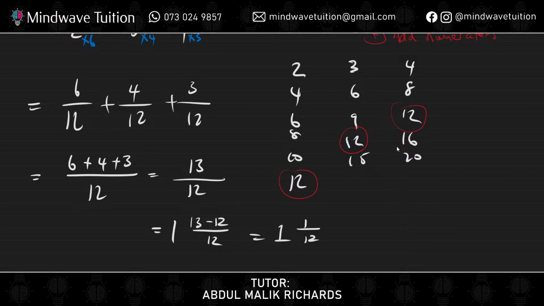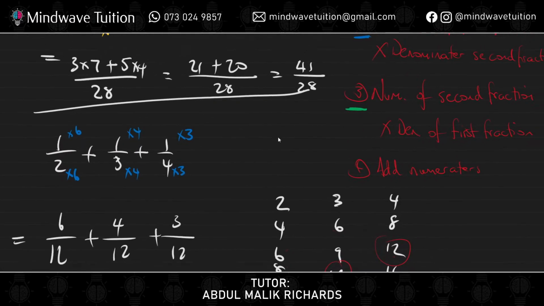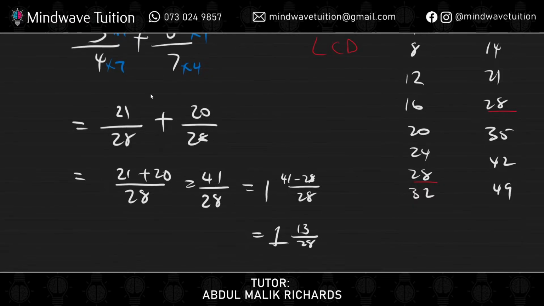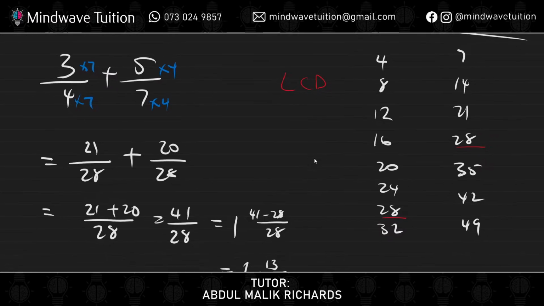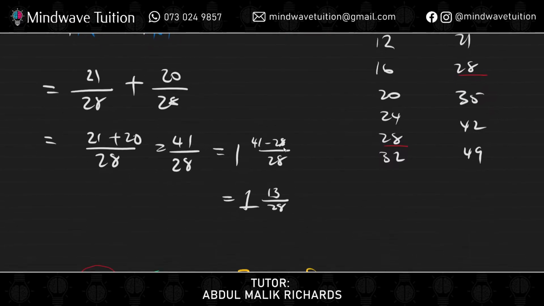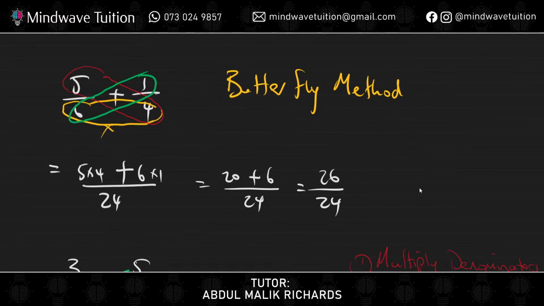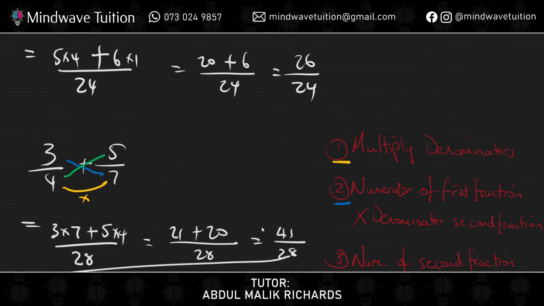So what about subtracting fractions? Well, it's exactly the same. Nothing changes except the plus will change to a minus. You just have to subtract. But the method is exactly the same. Find the lowest common denominator by writing out the multiples. If you want to use the butterfly method, you can use the butterfly method, but instead of using a plus, you're going to be using a minus.